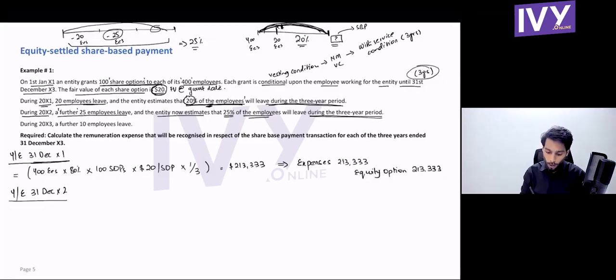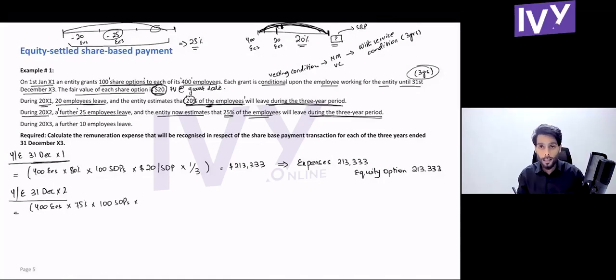So how are we going to solve this here? Look very carefully. So in total, we had 400 employees. Now there is an assessment that 25% of the employees will leave. That means 75% will still be there. Each of the employees will get 100 SOPs. So I write it down here.